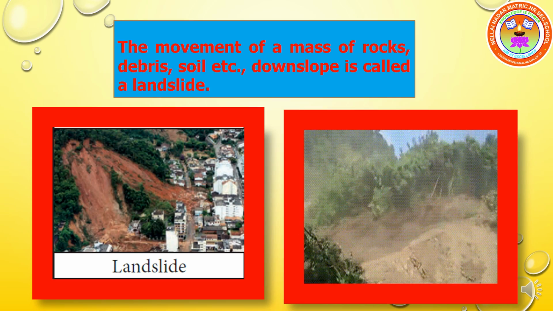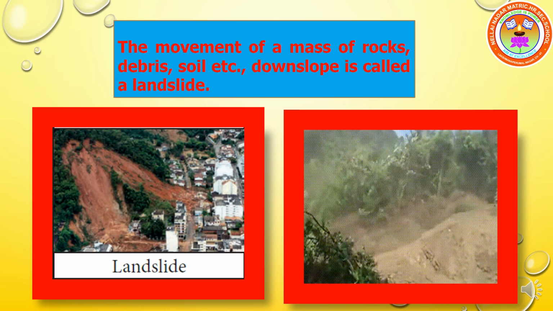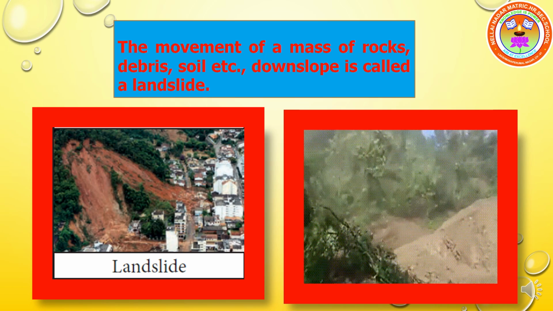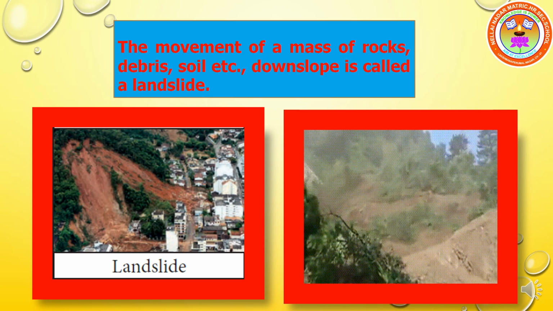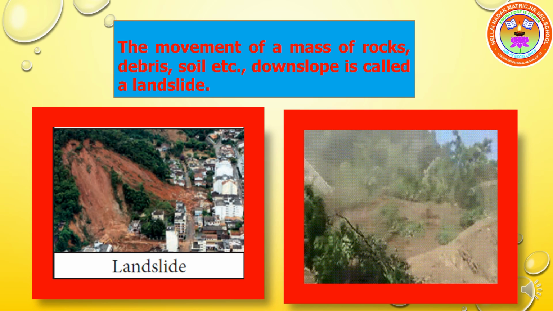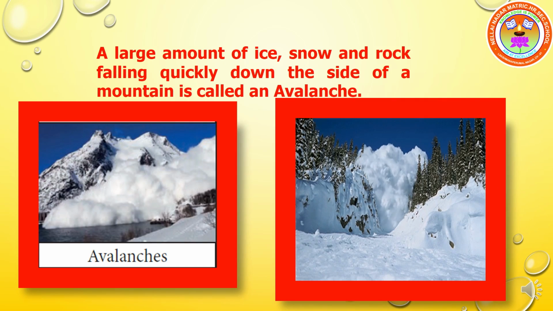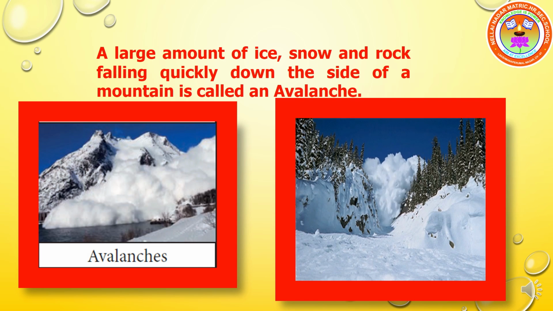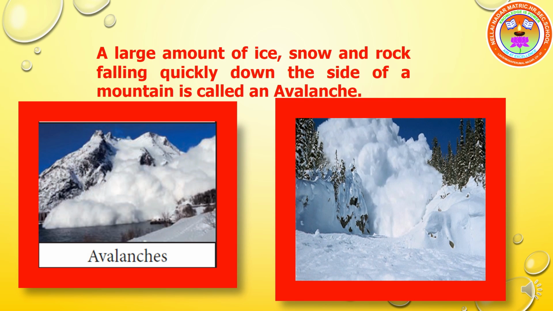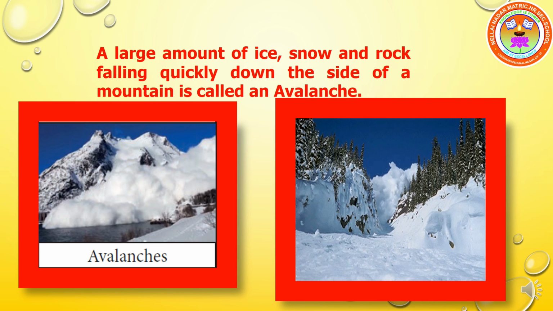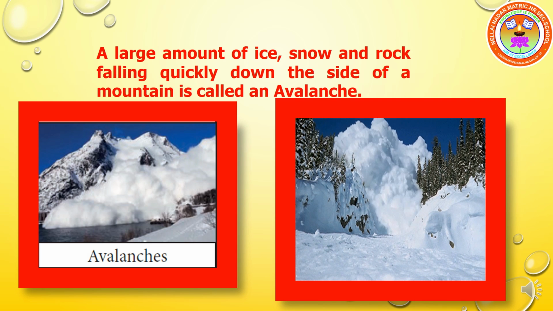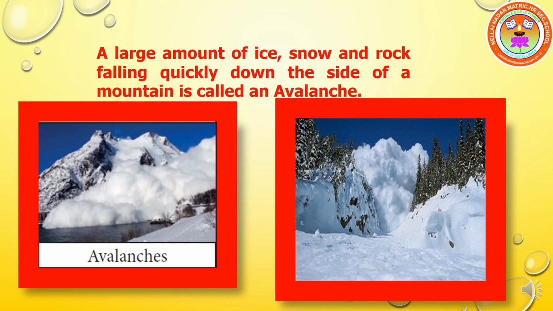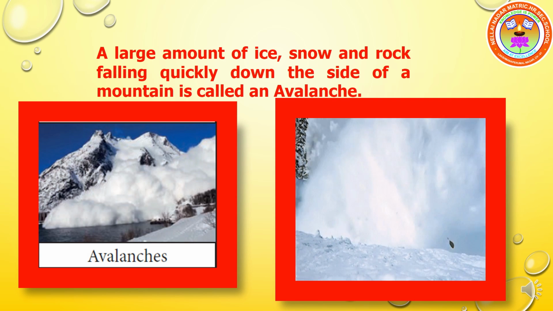Next, landslide. The movement of a mass of rocks, debris, soil, etc. downslope is called a landslide. Children, I think you might have seen this. Next, avalanches. A large amount of ice, snow and rock falling quickly down the side of a mountain is called an avalanche. So from the mountains, ice, snow and rocks falling quickly down is called an avalanche.